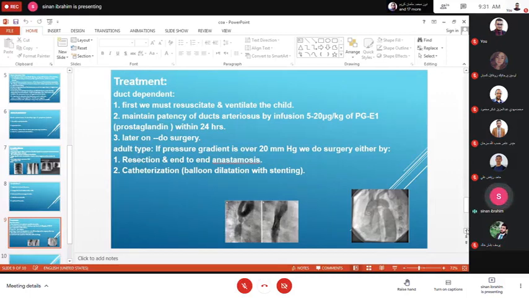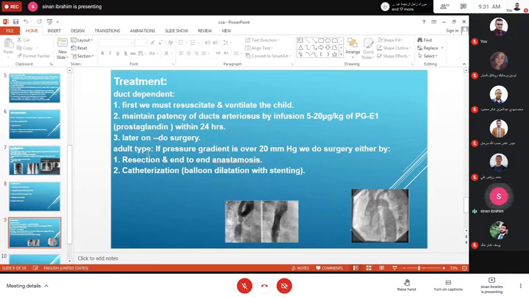If the patient has interrupted aortic arch and the systemic circulation depends on the duct, if the duct closes, the patient will die within a few minutes. And later on, as we say, after stabilization of the patient, we can do cath or surgery for the patient.